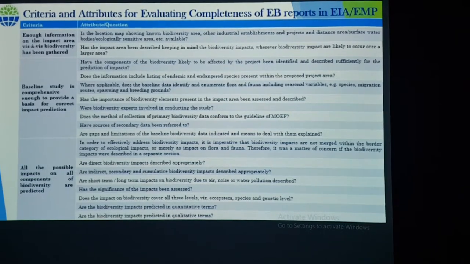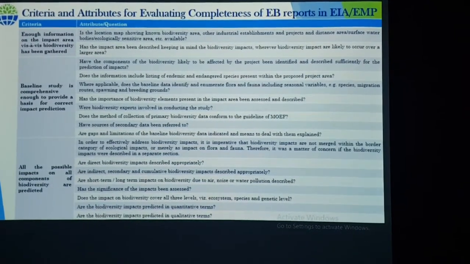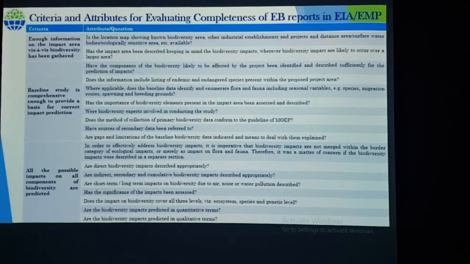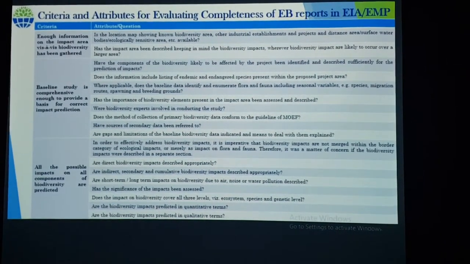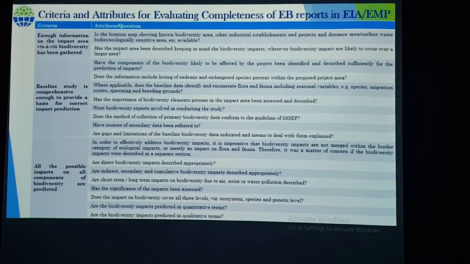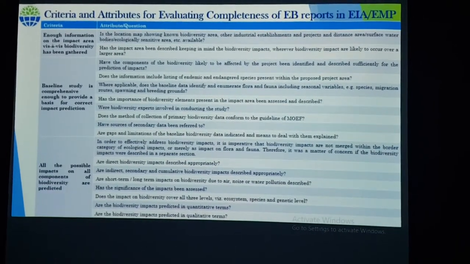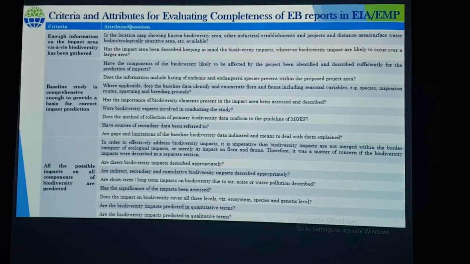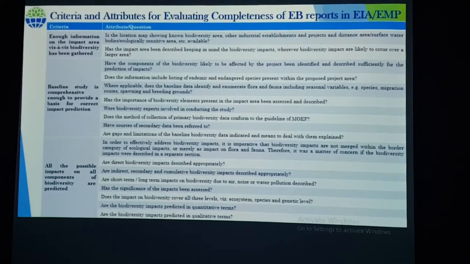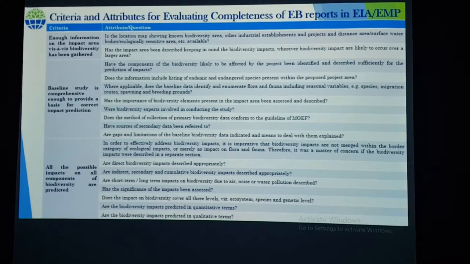And we also have another attribute, that is, all the possible impacts on all components of biodiversity are predicted. For that we have a questionnaire, that is, in order to effectively address biodiversity impact, it is imperative that biodiversity impacts are not merged with the broader category of ecological impact.